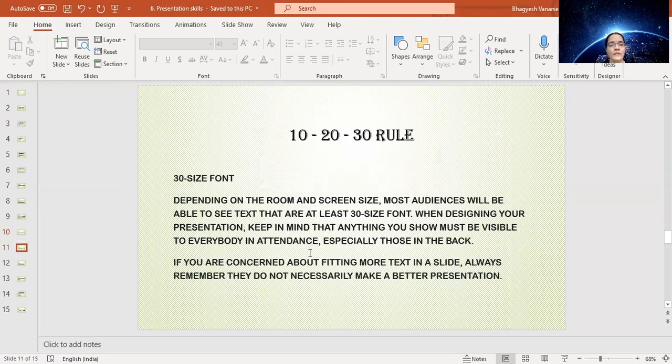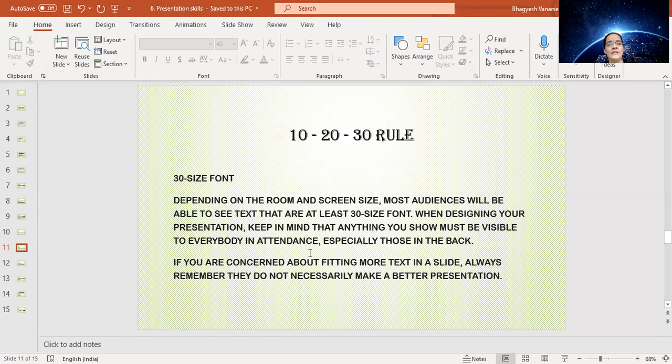The 30 part. Always see to it that, depending on the room and the screen size, most of the audience should be able to see the text at least, and that is why the font size should be 30. The person sitting in the last row of that room should not have visibility problems while reading the presentation.